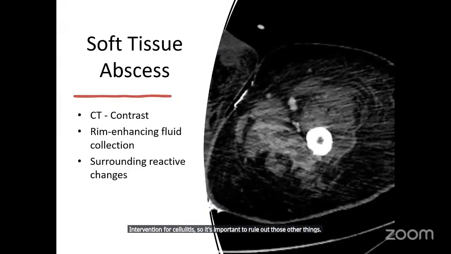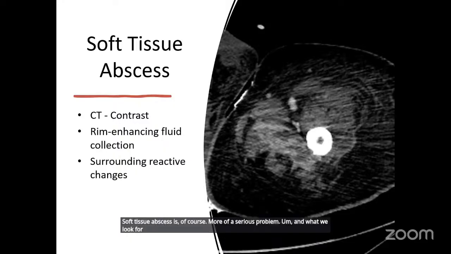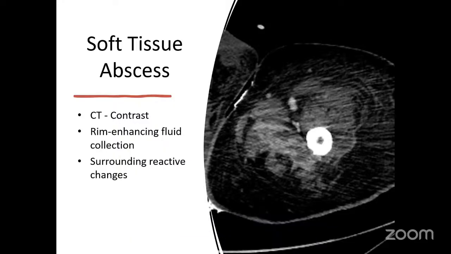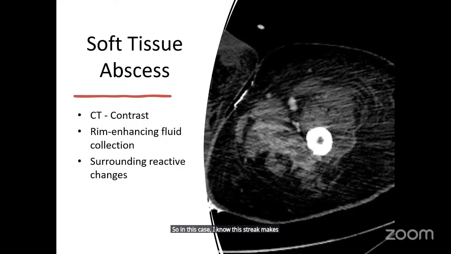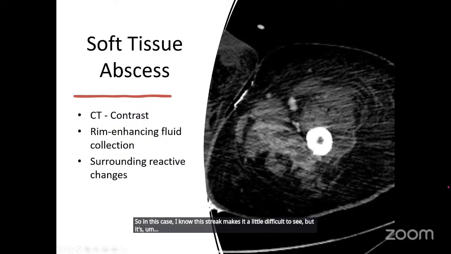Soft tissue abscess is, of course, more of a serious problem. And what we look for on CT with this are areas of fluid that are surrounded by contrast enhanced soft tissue. So in this case, I know this streak makes it a little difficult to see, but it's next to the bone there. Let me see if I can, hopefully you all can see this pointer.